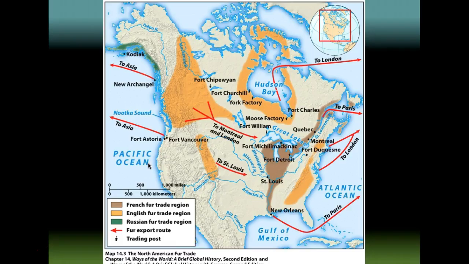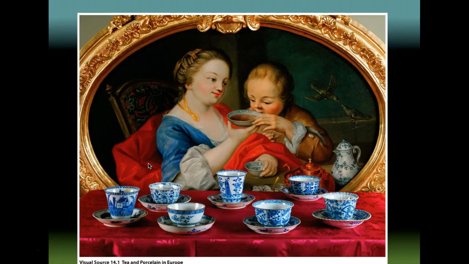Here you can see kind of the paths in North America where furs were hunted and where they were sent to Paris, to London, to St. Louis, to Montreal and London, from the north parts of North America and from modern-day Canada. Just a couple pictures we'll look at here.